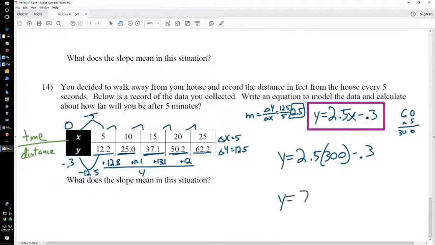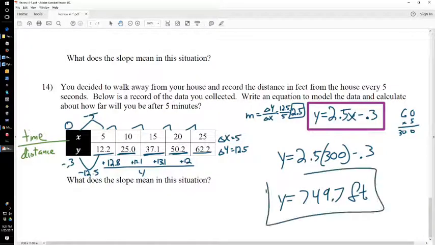Y equals 749.7. What is it, in feet? Yep, measured in feet. That's how far away you'd be from your house. According to this model, that's how far you would be after 5 minutes.